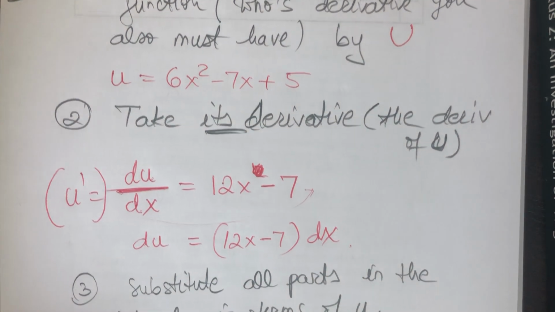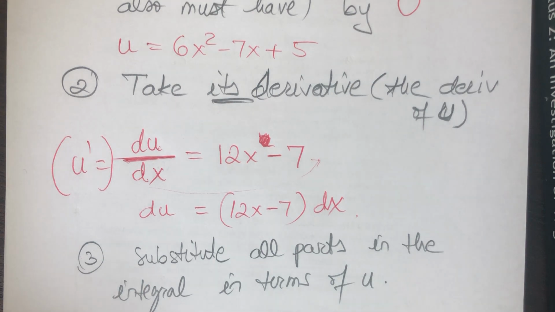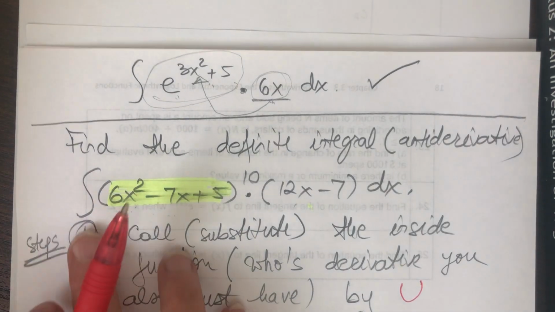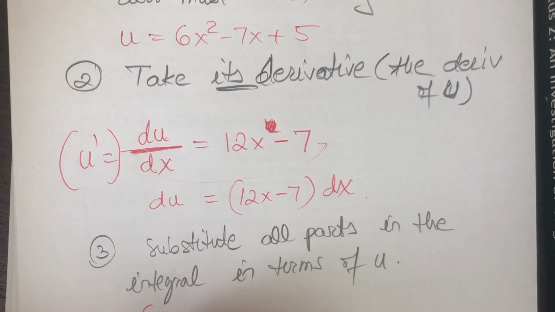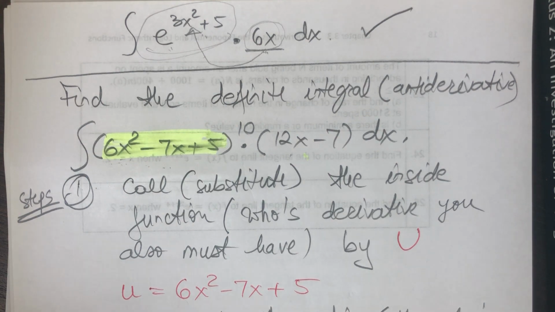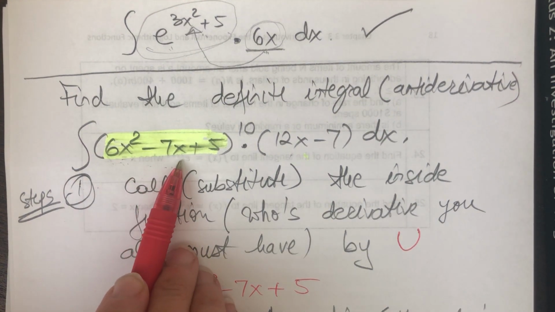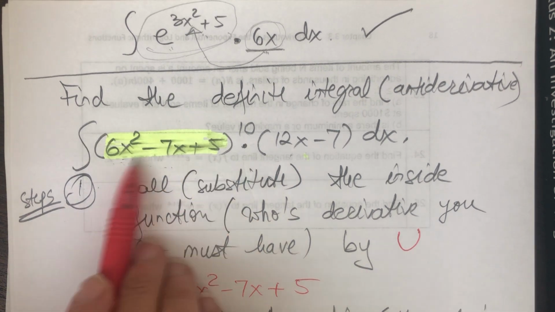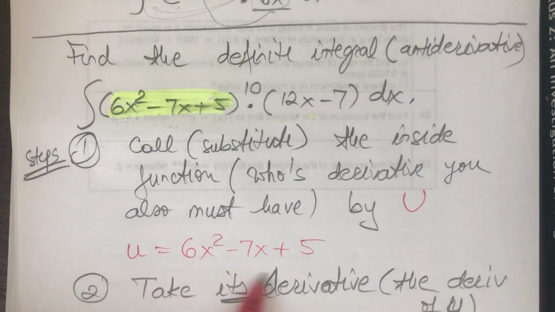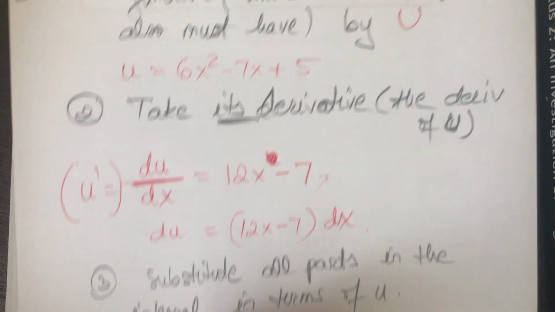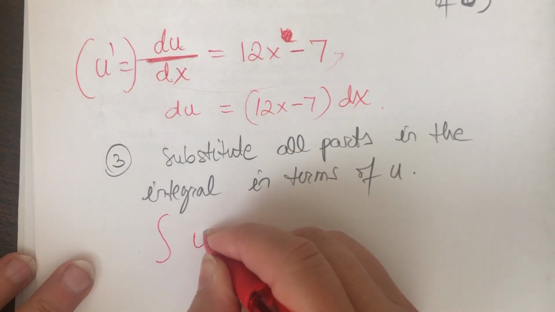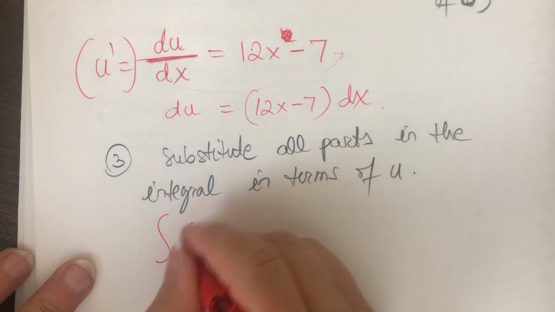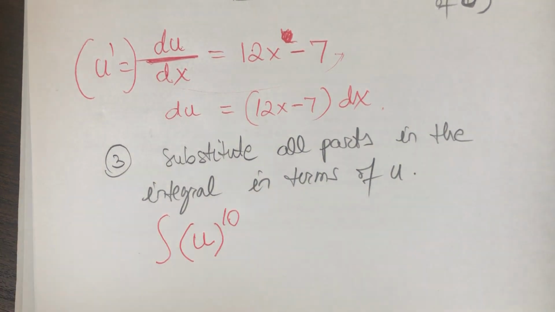So let's see how that might work. So substitute all parts in the integral in terms of u. So this was the integral I had to find. So I'm going to rewrite. I have the integral of, so I have to go back and forth, but there it is. I see 6x squared minus 7x plus 5. What did we call this whole thing? This whole thing was called u, so I'm going to write u in its place. Okay, what else did it have? It had a parentheses and a 10 exponent on top of it. So that whole quadratic was called u, so I'm going to do that.